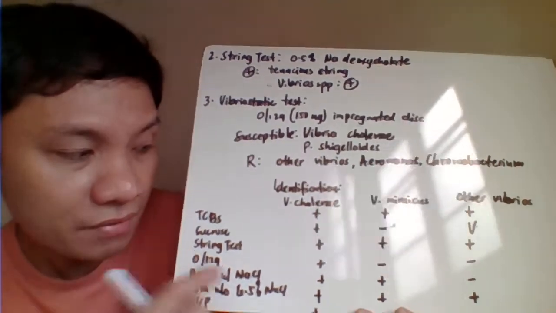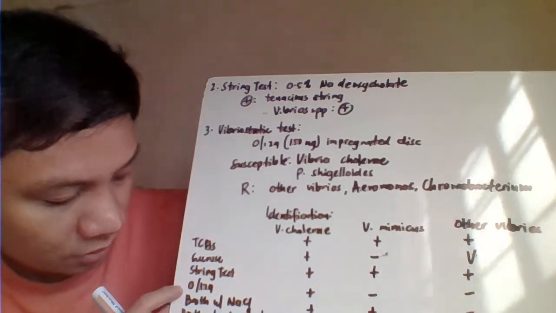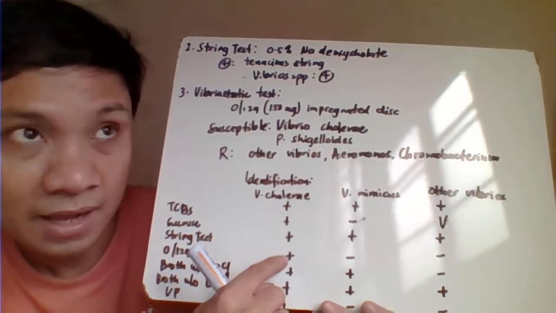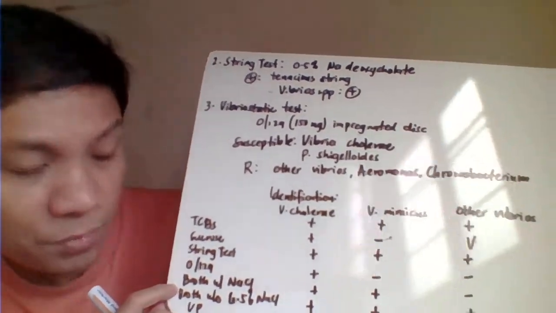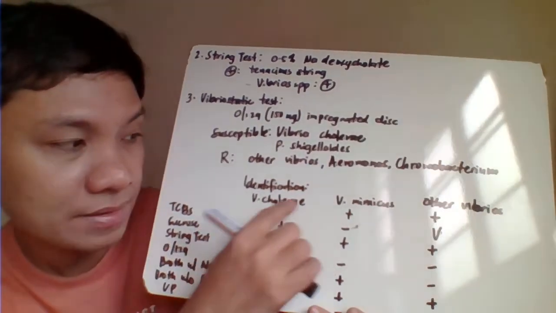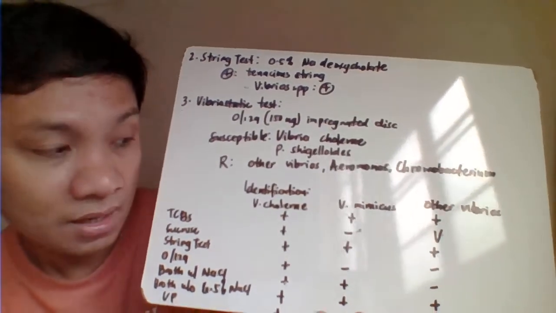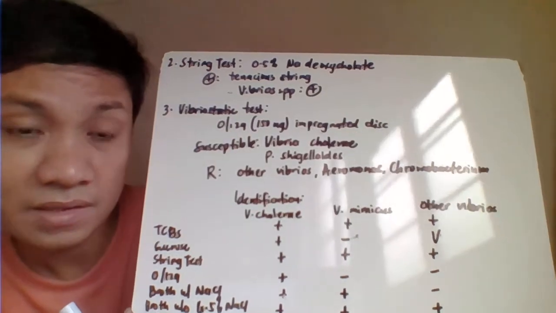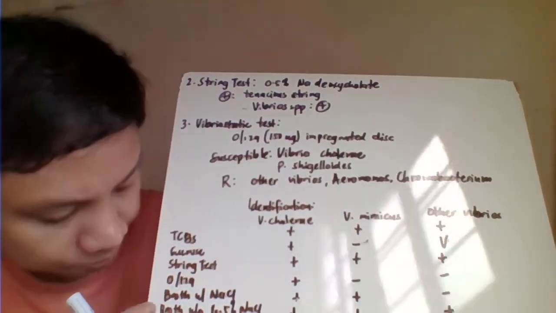Okay, the string tests, all of them will give a positive result because again, your string tests are for the Vibrio. O129, ang susceptible lang natin would be your Vibrio cholerae. All the rest na Vibrios natin, they are resistant. Broth with sodium chloride. So, again, since ang ating mimicus and Vibrio cholerae, they are not strict halophiles, so they're able to grow on that. But all the other Vibrios, especially for the alginolyticus, for example, di ba halophile siya, so it will not grow in the presence of the sodium chloride.